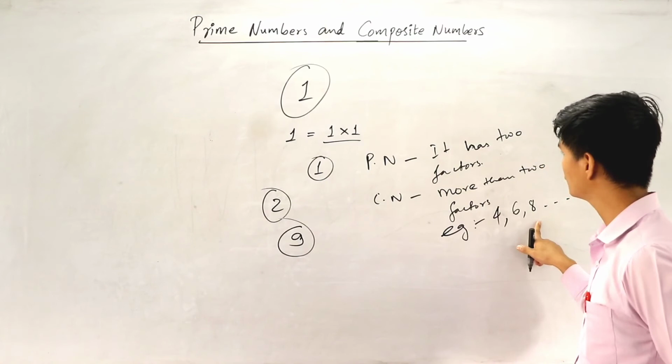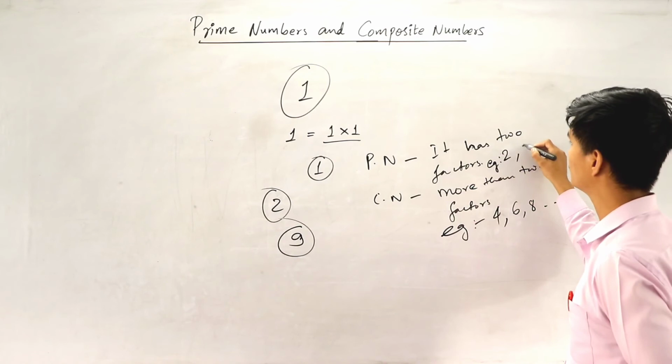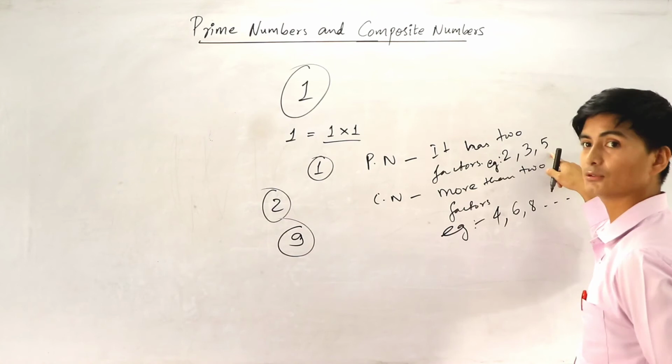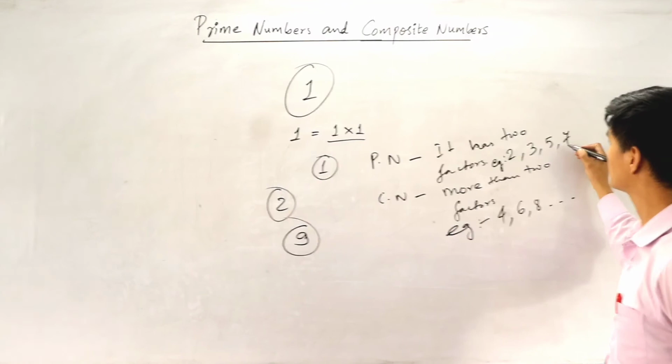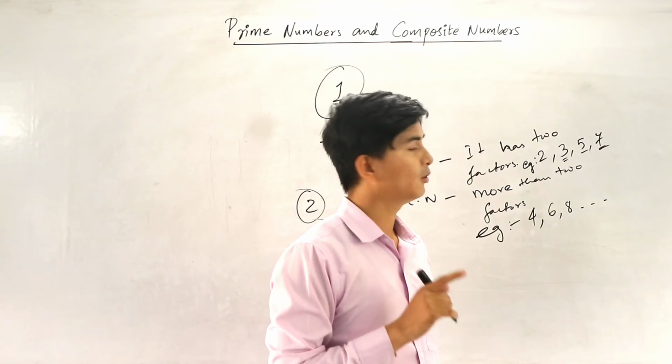And you can take 2 as an example of a prime number: 2, 3, and the other numbers will be odd numbers, right? 3 is an odd number, 5 is also an odd number, 7 is also an odd number. It has only 2 factors, 7 and 1. So that's why these are all prime numbers. 1 and 7, 1 and 5, 1 and 3, 2 and 1. That is the factor of this number. So that's why they are prime numbers.